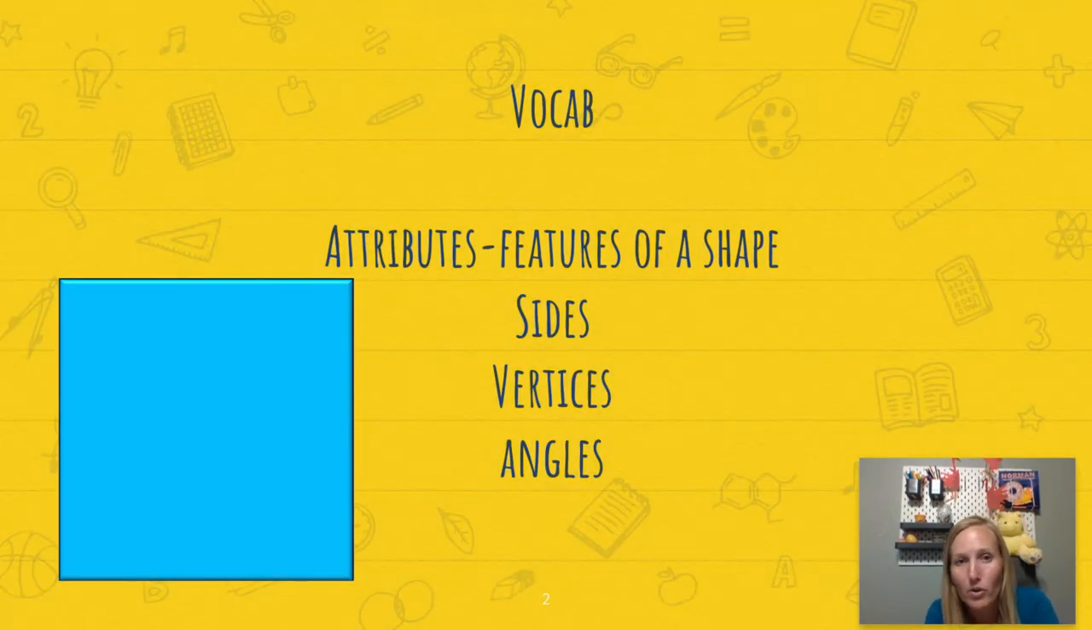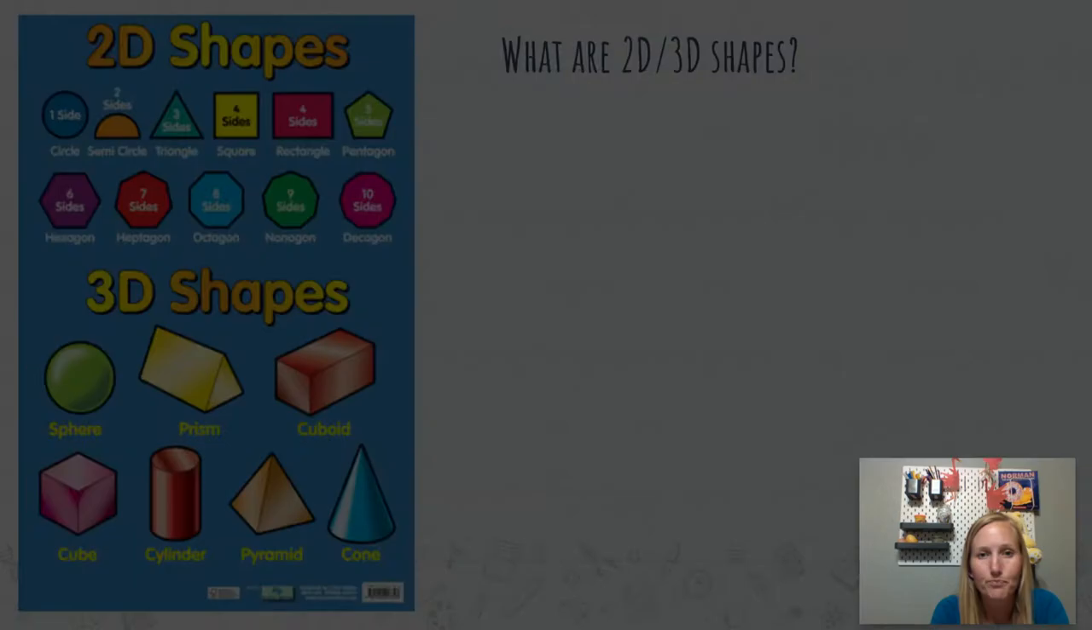All right, guys. So remember our vocabulary attributes. What does that mean? It means features of a shape. The sides, vertices, angles, faces, okay? All those things make up the attributes or what makes a shape, all right?